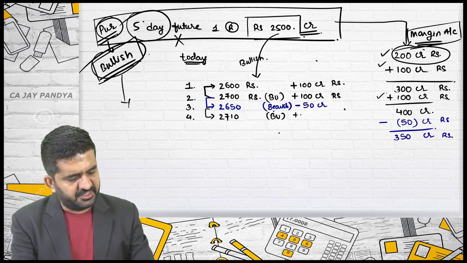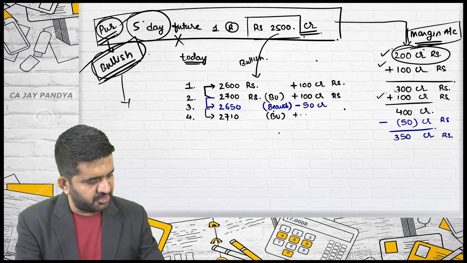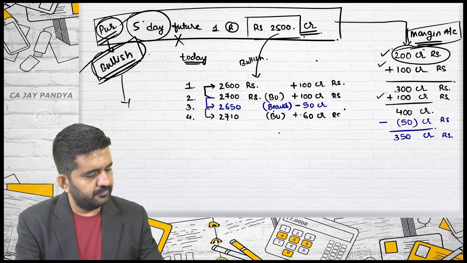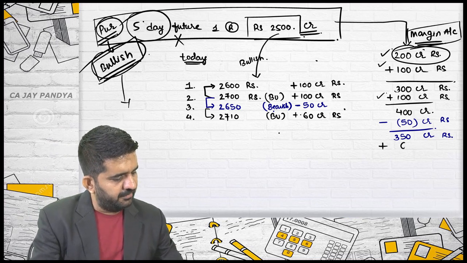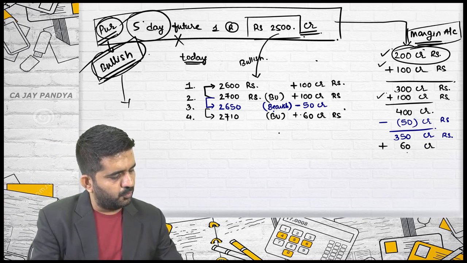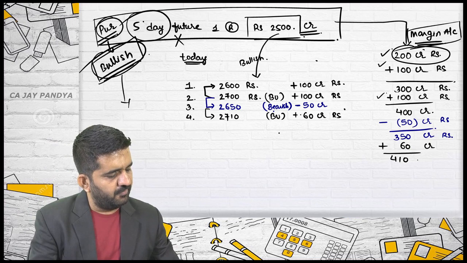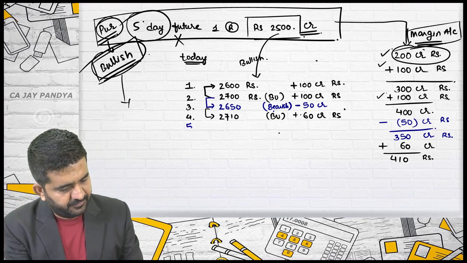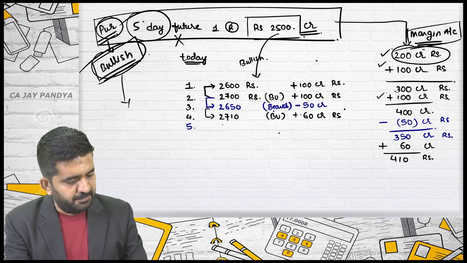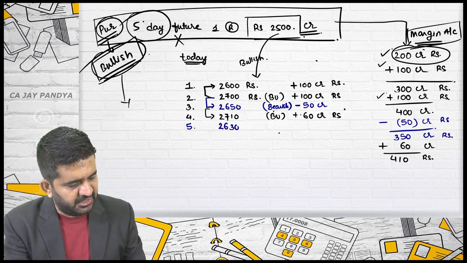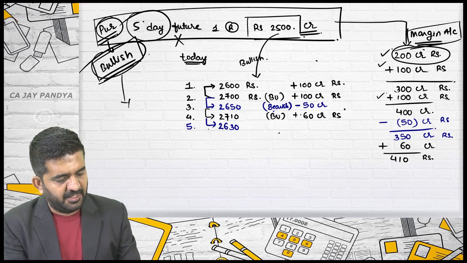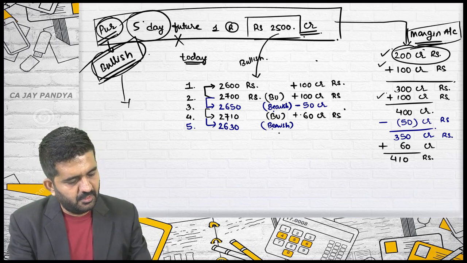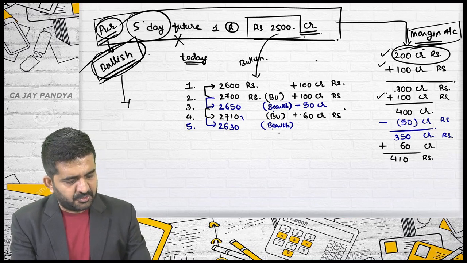I will be earning something. How much difference between these two? Which is 60 rupees. My margin will again be added by 60 crore rupees and it will become 410. Last day, the price became 2630. You are very unhappy because the market has gone bearish on the last day. How much? 80 rupees difference between these two.